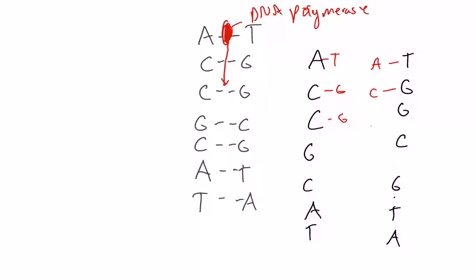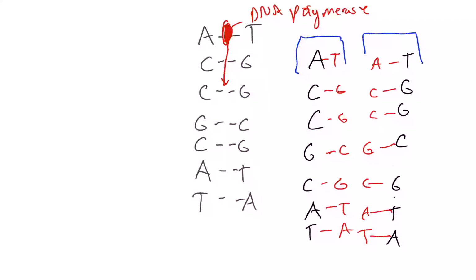Okay, a G on that side, and a C on that side. Okay, a C, and a G, okay, a G, and a C, A, and a T, and an A, and a T. Okay, and so what's going to happen, now you've created two new strands of DNA. Okay, so we've done DNA replication, where you make one strand into two strands.